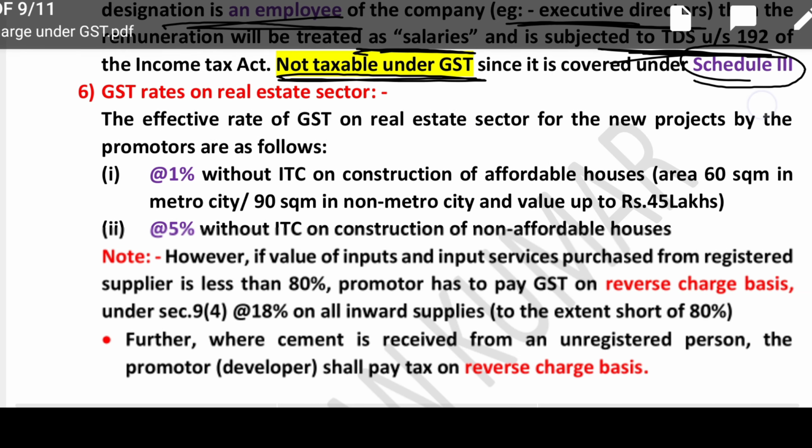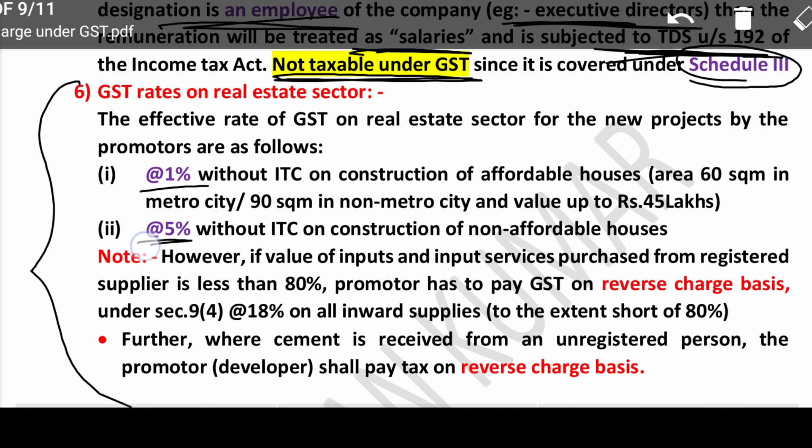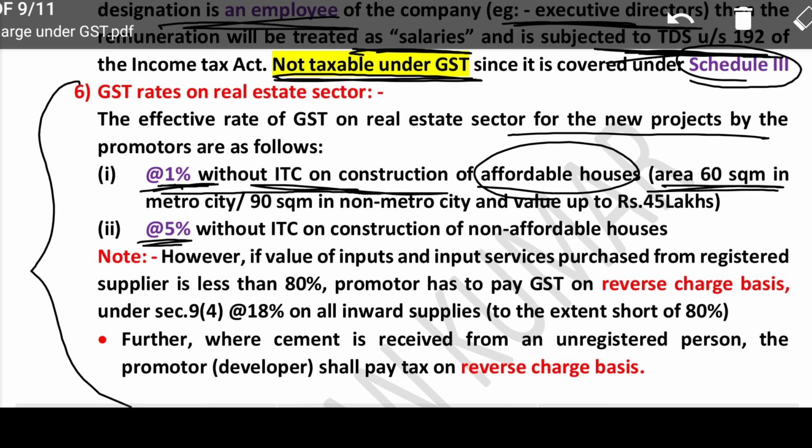And GST on the real estate sector: there will be two rates in case of GST under the real estate sector. Transfer of development rights is also a part of the real estate sector, but I have already mentioned it in the previous 9(3), you can check it there. In case of GST on real estate, for the new projects by the promoters, there will be two rates applicable, that is 1% without ITC on affordable houses. Affordable houses means an area of 60 square meters in the metro and 90 square meters elsewhere, you can refer. And for other than affordable houses, that is non-affordable houses, a 5% rate will be applicable and there is no ITC available on these rates.